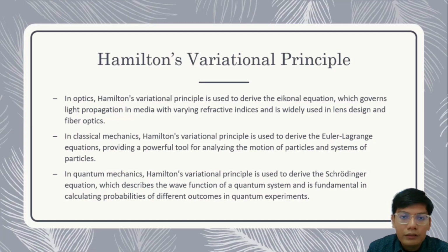In quantum mechanics, Hamilton's variational principle is used to derive the Schrödinger equation, which describes the wave function of a quantum system, by defining the Lagrangian as the difference between the kinetic and potential energies of the system and the action integral as the time integral of the Lagrangian.